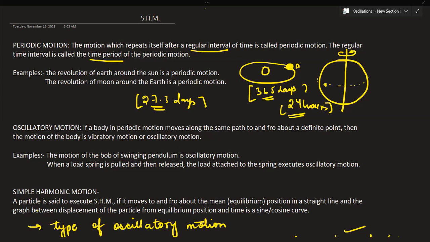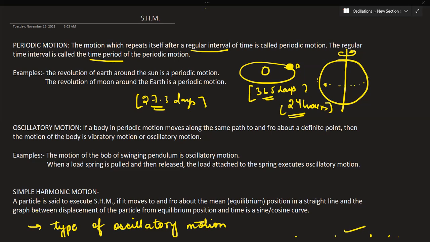Yes, ma'am. Now see, what is oscillatory motion? All objects that vibrate or oscillate have one common thing. So that let's discuss later. First, let us understand what this oscillatory motion is all about. It's a type of periodic motion only. Periodic motion only means what? It will repeat itself after a regular interval of time and it will have a certain time period.